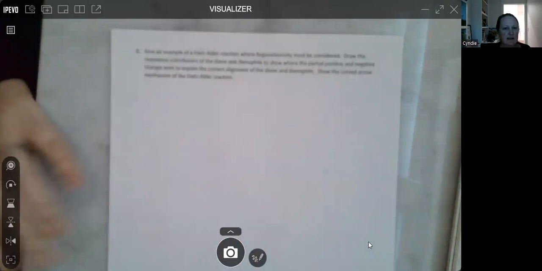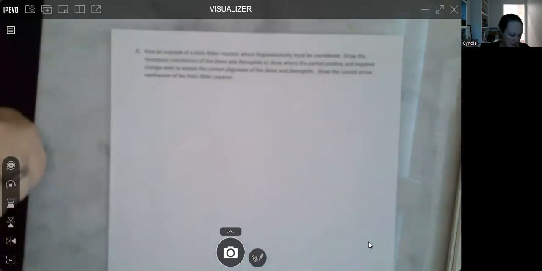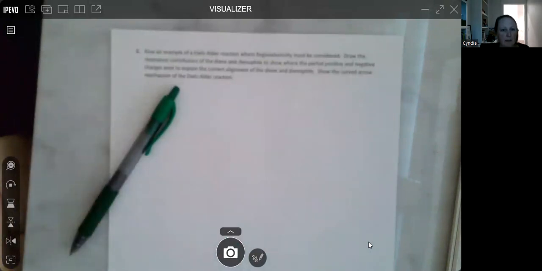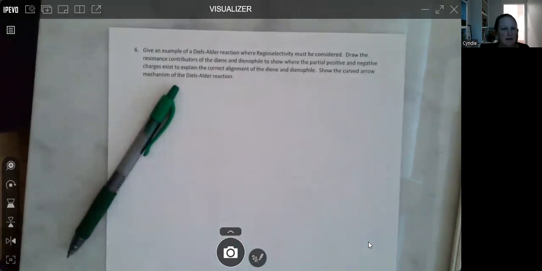Okay, give an example of a Diels-Alder reaction where regioselectivity must be considered. Draw the resonance contributors of the diene and the dienophile to show where the partial positive and partial negative charges exist. To explain the correct alignment of the diene and dienophile, show the curved arrow mechanism of the Diels-Alder reaction.